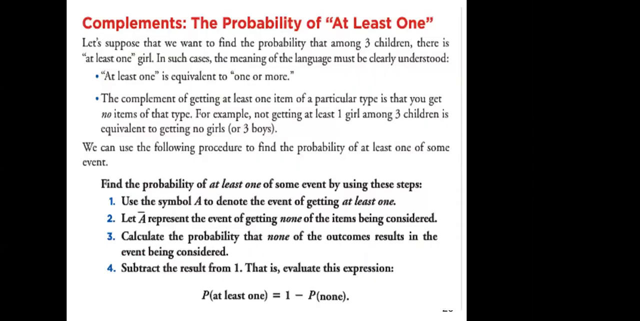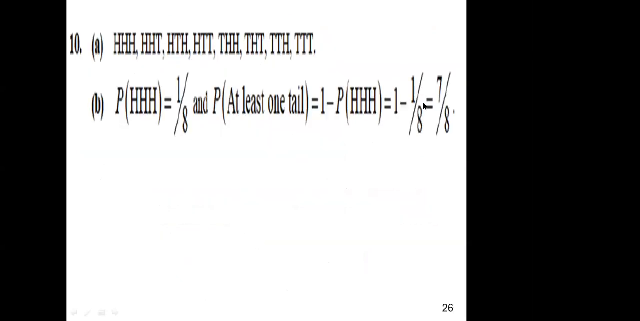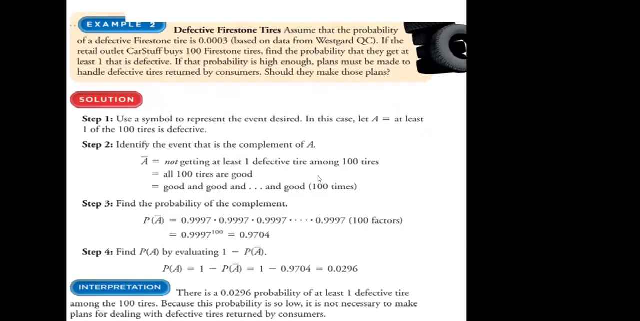All right. And here's a problem here. He kind of lays it out. Let A denote the event of getting at least one. The complement of A is the event of getting none of the items being considered. Calculate the probability of none and then subtract that from the whole number one. You're using what's called the complement rule. And this is the example here. If I'm asked to find the probability of at least one tail, I take one and I subtract the probability of no tails. But what does it mean to get no tails? It means that all the flips must have been heads. So this is kind of a really basic example.